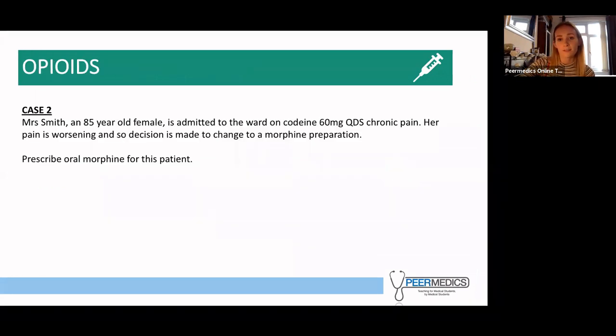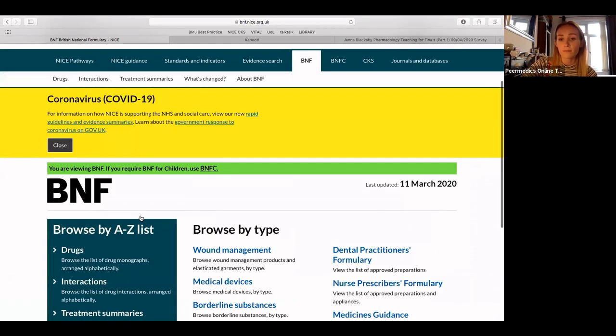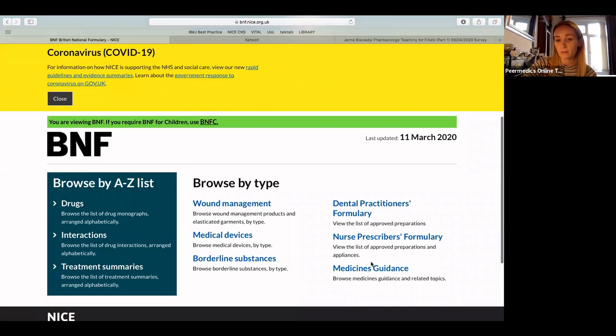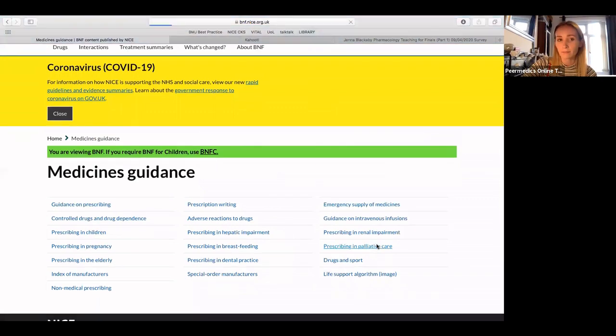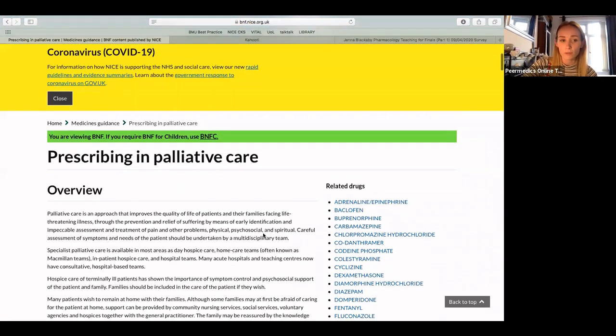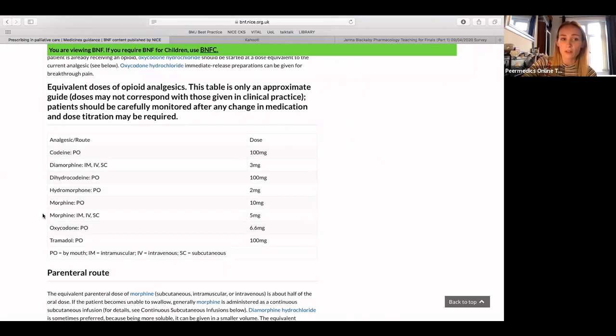So where you find that, you can see my screen, is on the BNF homepage. You go to Medicines Guidance, which is down here, and then you go on Prescribing in Palliative Care. Scroll down. And on here, you've got this table here, which shows you all of the equivalent doses. So this is all equivalent to morphine 10 milligrams, and you can work out exactly what needs to be changed.